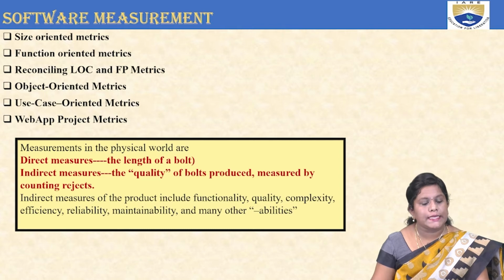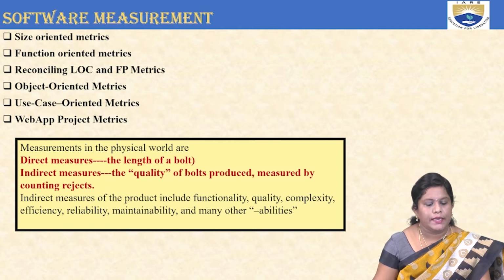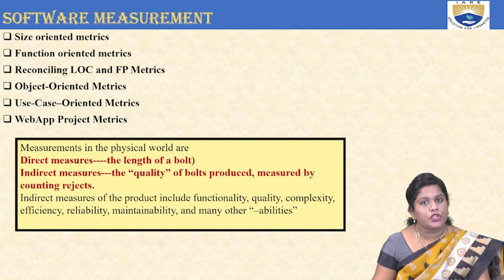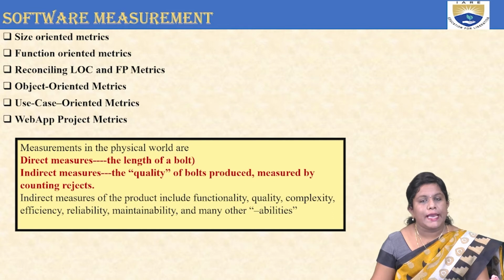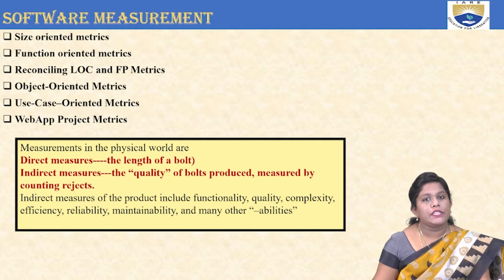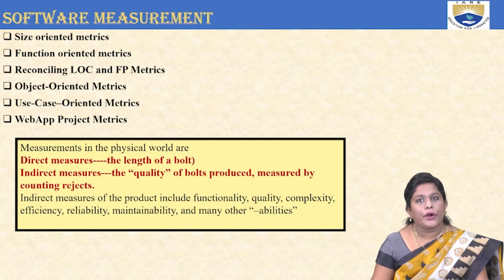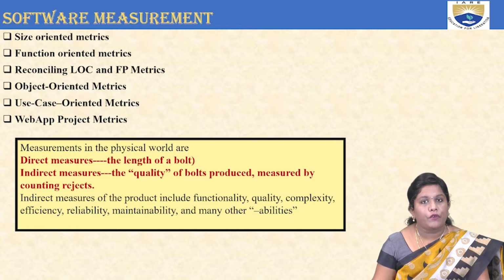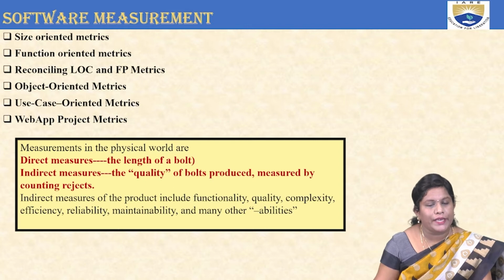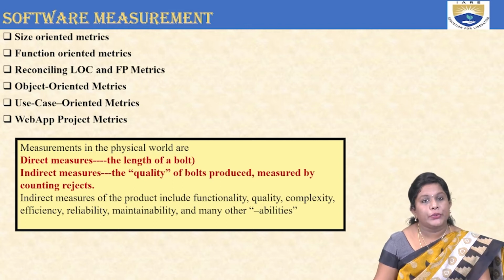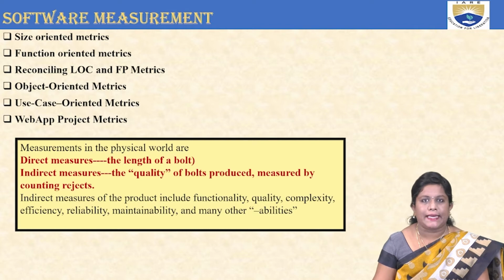The first one is the size-oriented metrics. The second category is the function-oriented metrics. Next, reconciling LOC and FP metrics. LOC stands for lines of code and FP stands for function point metrics. And the fourth category is the object-oriented metrics that use various object-oriented techniques.